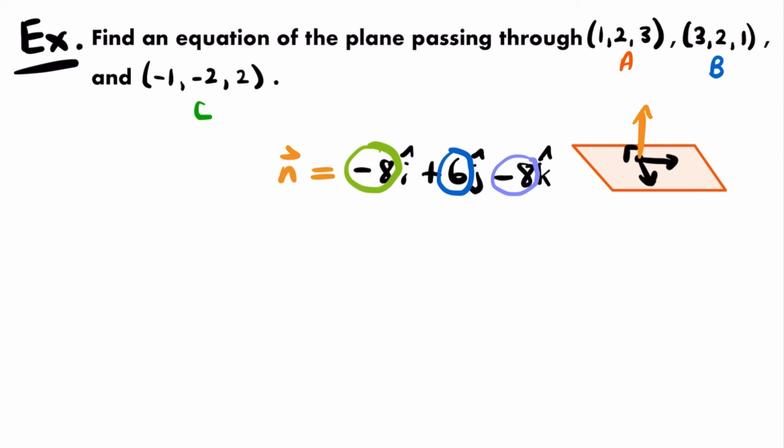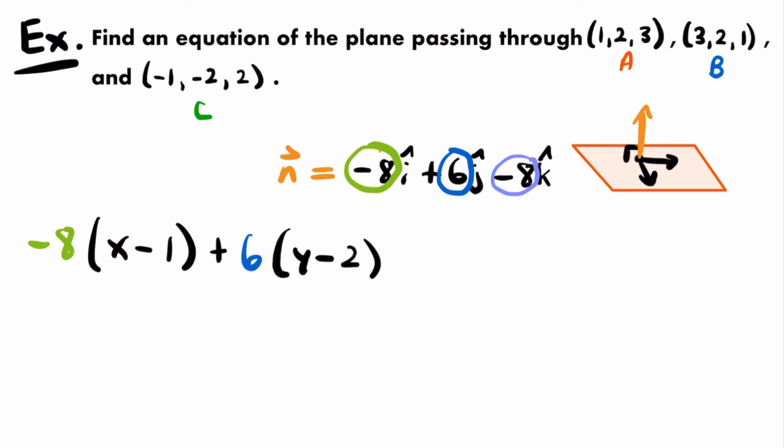We're going to have a, or in this case, -8, times x minus x1, or the x-coordinate of the point that we're going to use. Once again, I'm using point A here, so we will have an x-coordinate of 1. So we have x minus 1, and then we're adding that to b, which is 6, times y minus y1, or the y-coordinate of our point, which is 2. So we have y minus 2, and then we're adding that to c, which is -8. So I'm going to write -8 times z minus z1, or the z-coordinate of our point, which is 3. So we have z minus 3, and then that will be equal to 0.